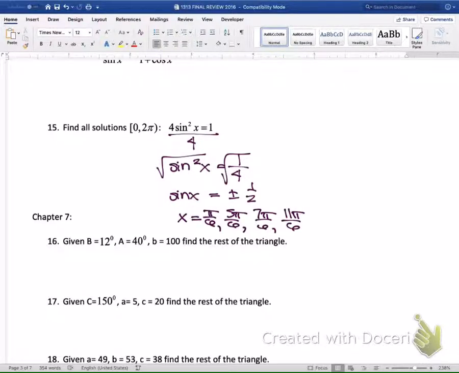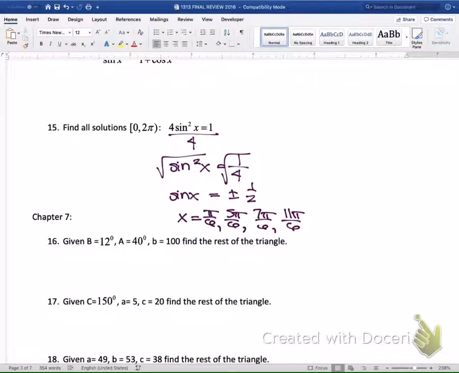These are other good questions for plugging in your answers. What mode would you have to be in for this one? Radians. So if I wanted to see if this worked, I would make sure my calculator was in radians. And I would type in 4 times the sine of pi over 6 squared. Remember, the sine is the only thing that's squared, not the 4. And according to that equation, I should get 1 back out. So you would check every one of your answers and make sure they worked out to the correct equation. That's a very, very easy one to type in your calculator.